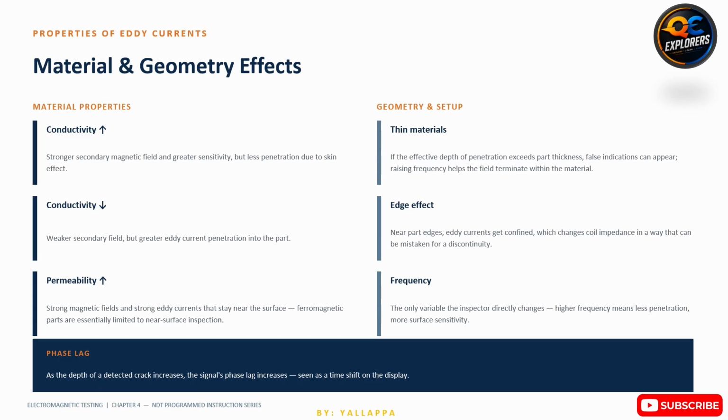Among all inspection parameters, frequency is the one the inspector directly controls. Adjusting frequency allows the inspection to balance penetration depth against surface sensitivity.